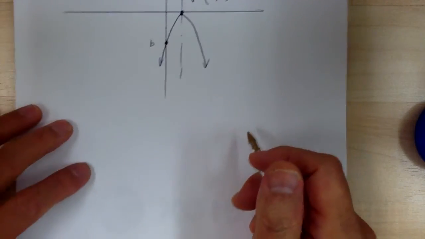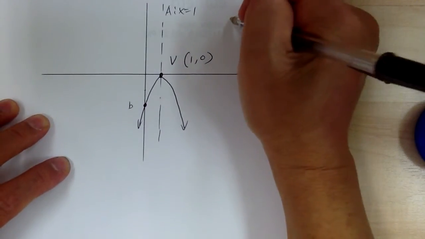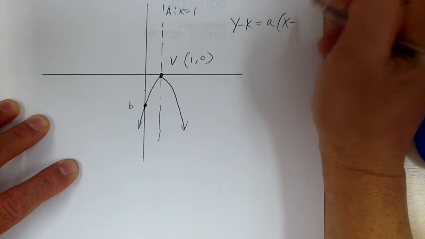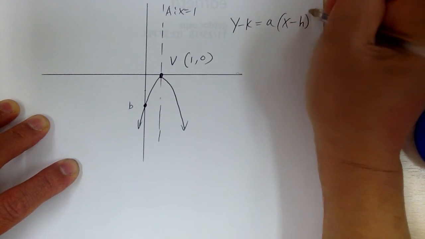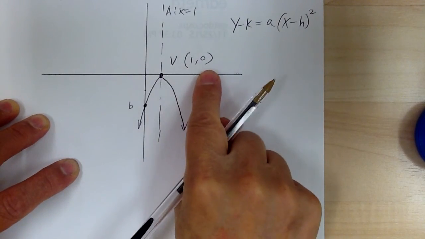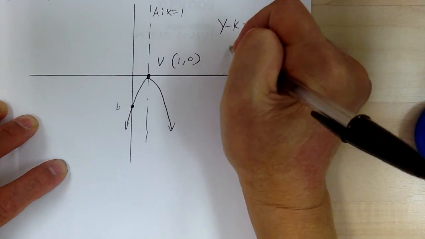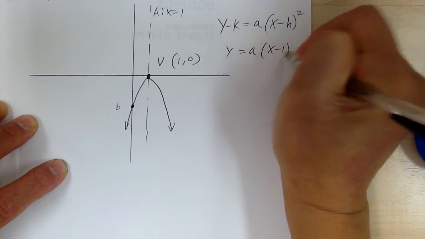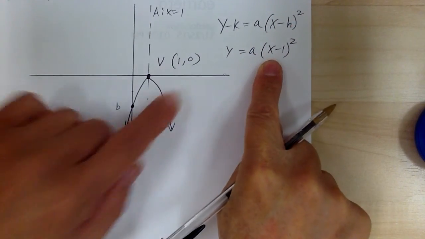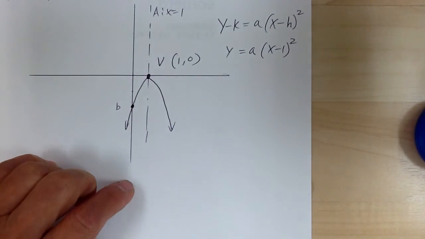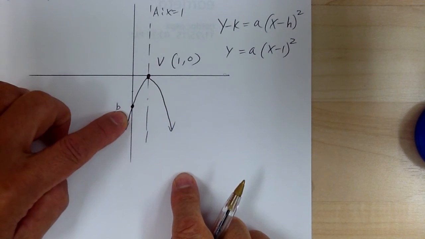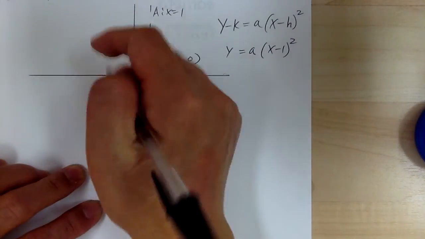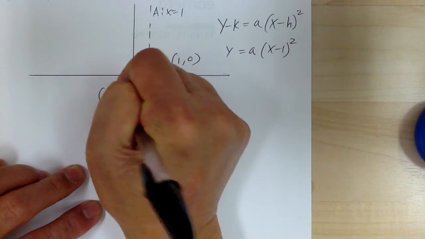So again, you write your equation: y minus k equals a times x minus h squared, right? The vertex is 1, 0. So you're going to get y equals a times x minus 1 squared. Do one thing at a time, right? And now you know it's going to be negative, or you can substitute this point in here to get that. This point is 0, negative 2.